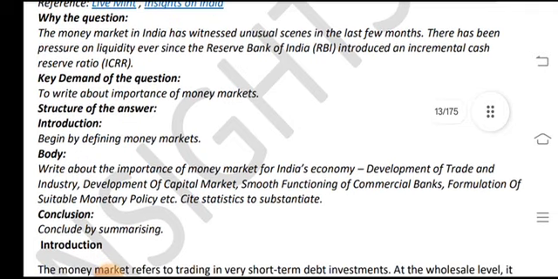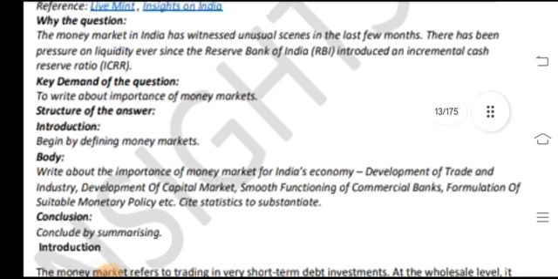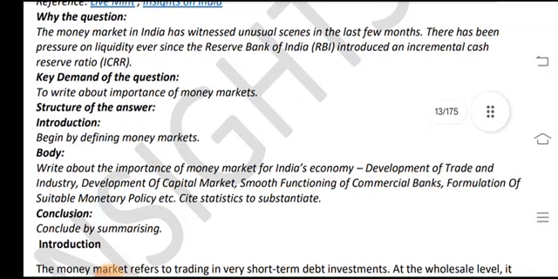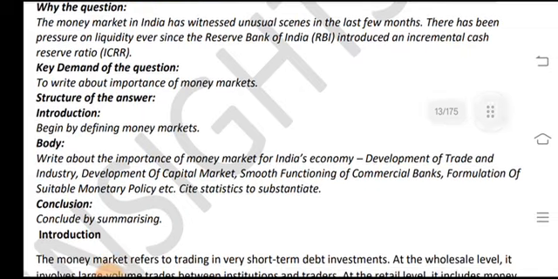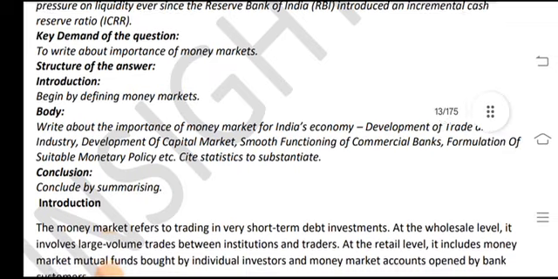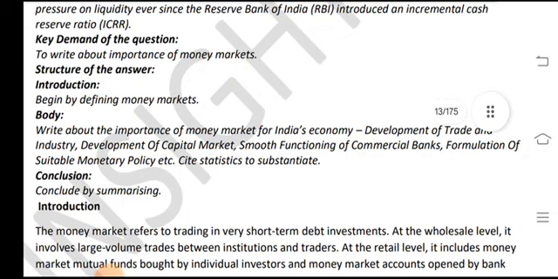The money market in India has witnessed unusual signs in the last few months, and there has been pressure on liquidity ever since the Reserve Bank of India (RBI) introduced an incremental cash reserve ratio (ICRR). The key demand of the question is to write about the importance of the money market and its introduction.